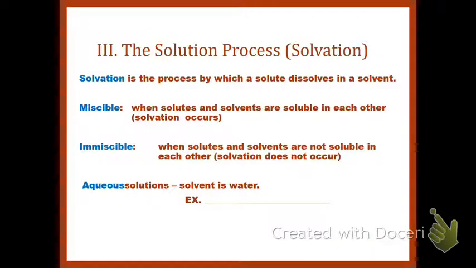The solution process, we call that solvation, and it's the process by which a solute dissolves in the solvent. If something is miscible, that means that they mix and they can form a solution. If something is immiscible, that means they will not form a solution. So like oil and water are immiscible. And then, of course, aqueous solutions means the solvent is water. Okay, example of that would be salt water or saline solution.